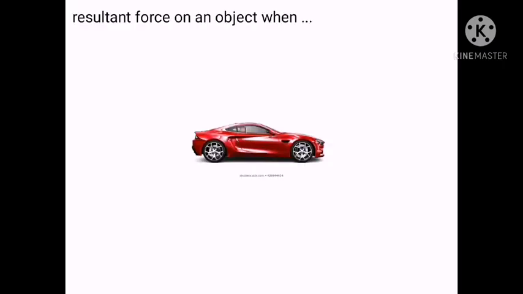Alright, so now let's look at this example here. We are going to describe the resultant force on an object when the car is at rest. So what can you say about the resultant force when the car is at rest? Correct, it is 0 Newton, which we have previously learned in the first part of the lesson.